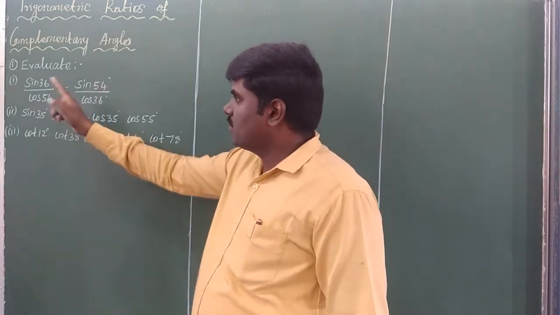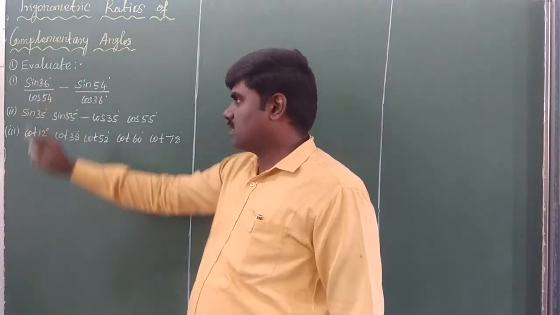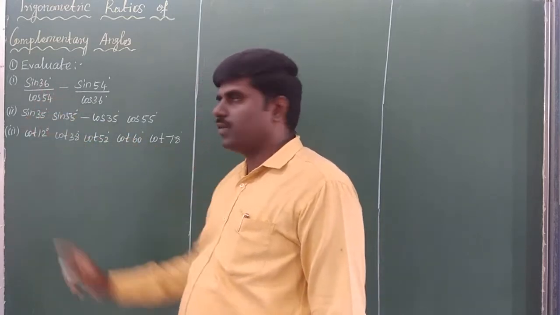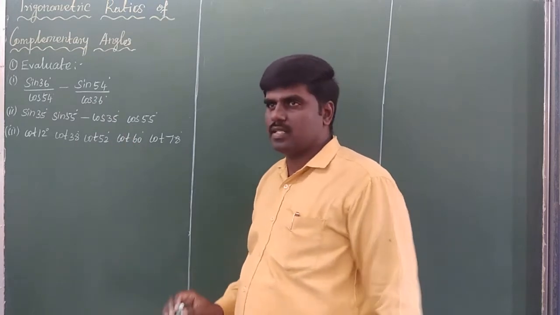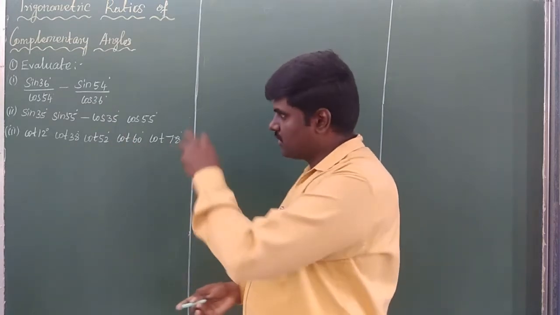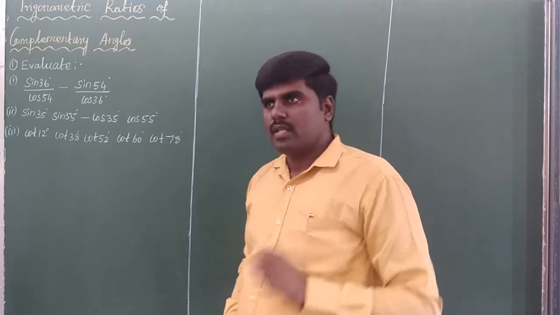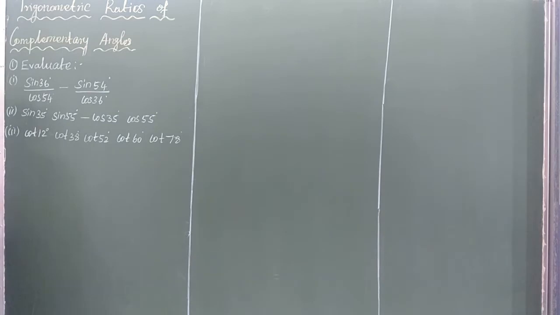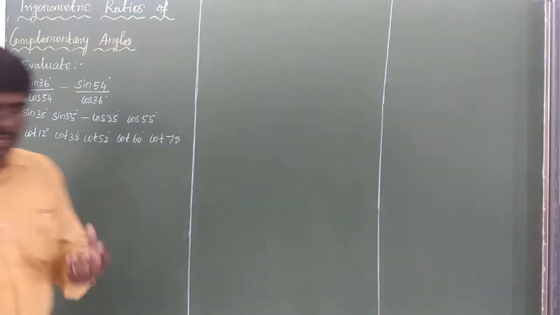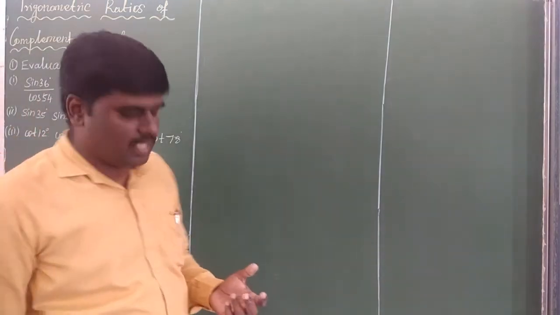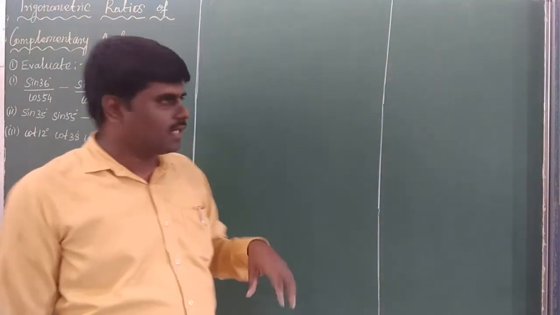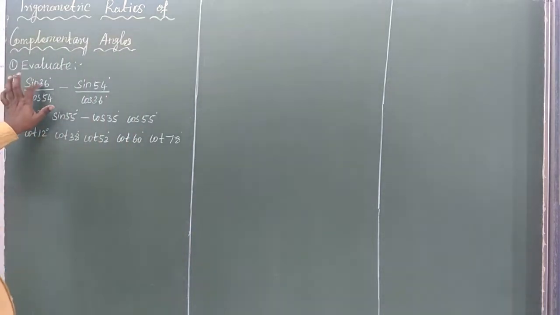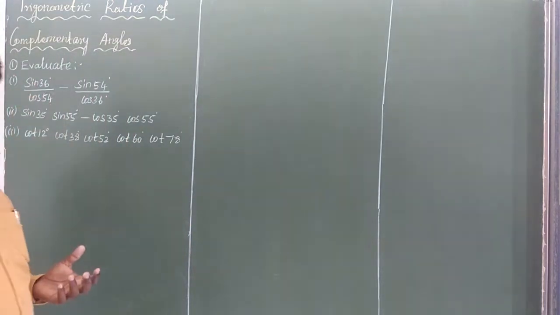Evaluate: sin 36 degree divided by cos 54 degree, minus sin 54 degree divided by cos 36 degree. That is the first type of problem. Here, how do we find sin 36 degree and sin 54 degree? We only know the values for sin 30, sin 45, sin 60 and sin 90 degree. But sin 36 degree and sin 54 degree are unknown values.